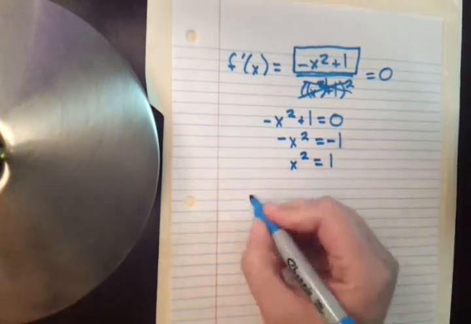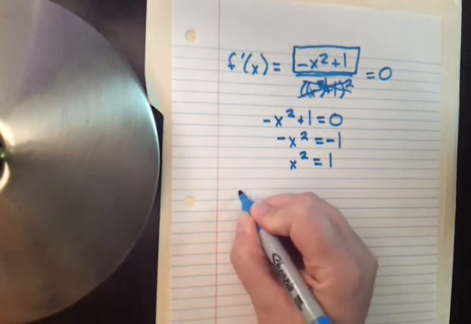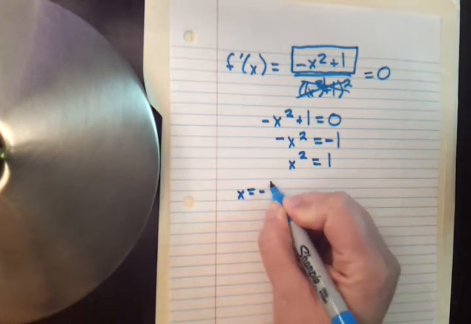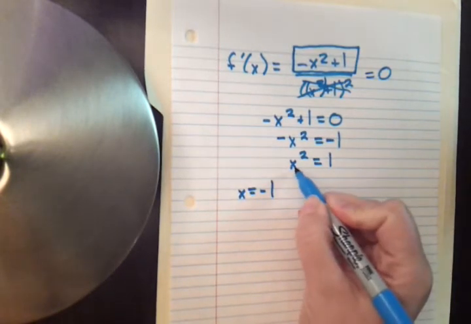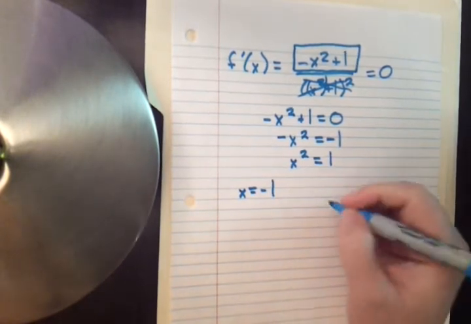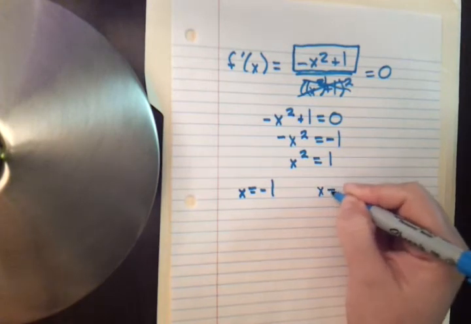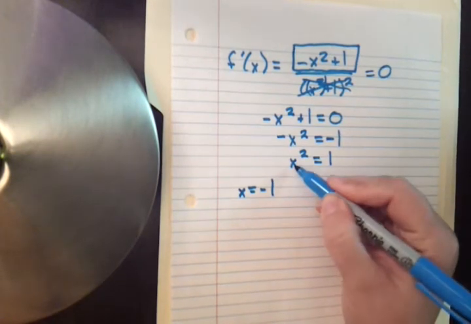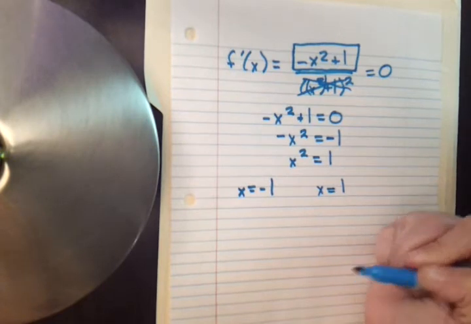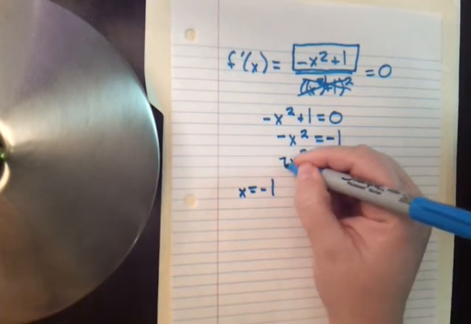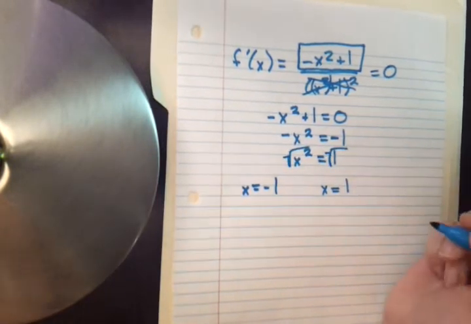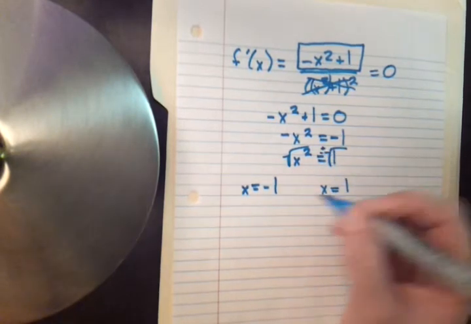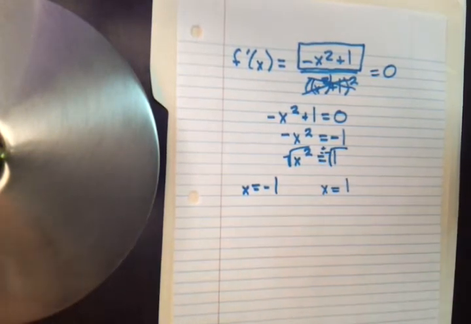We take x squared, x could be -1, right? -1 times -1 is +1. And x could also be +1. +1 times +1 is +1. Those are the 2 things. We kind of just did plus or minus the square root of 1 here. So we got -1 and +1.